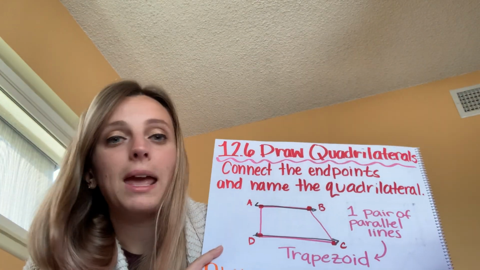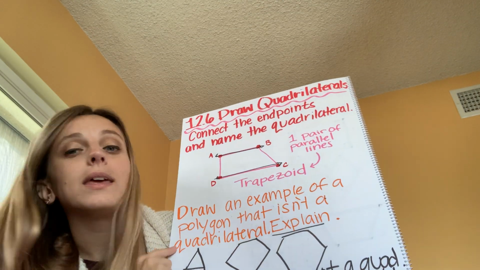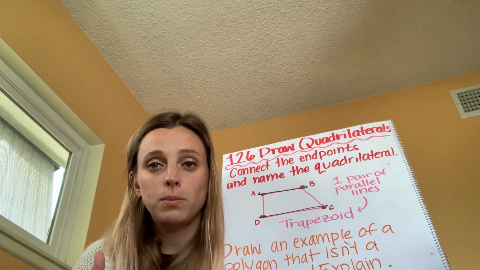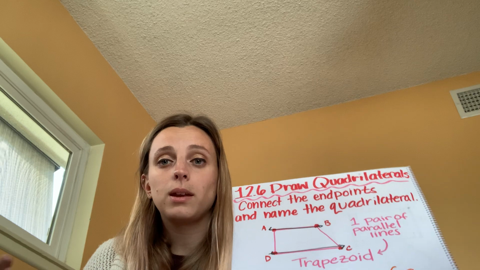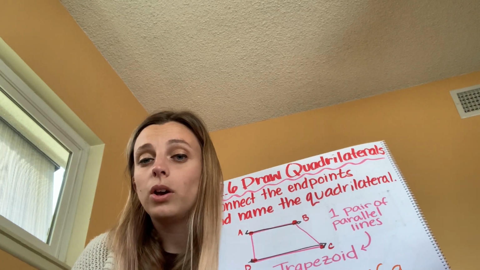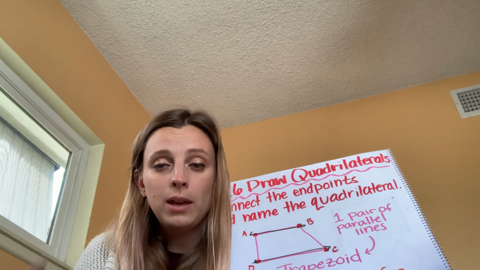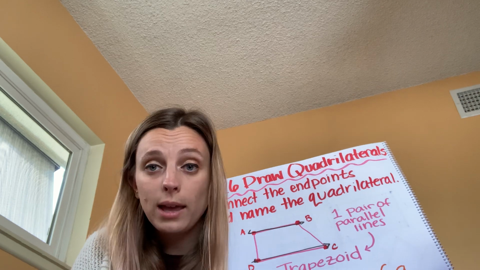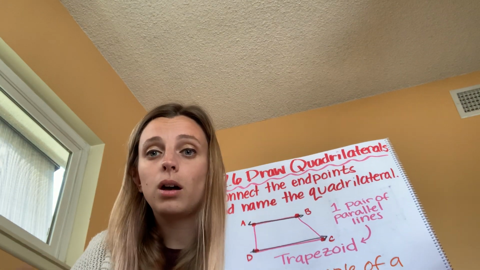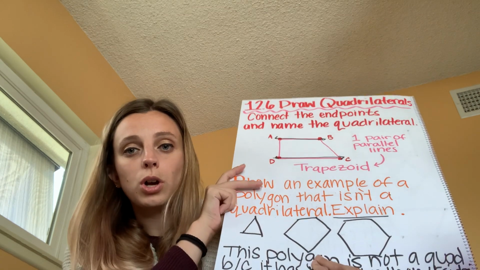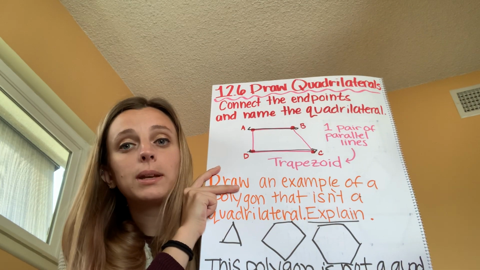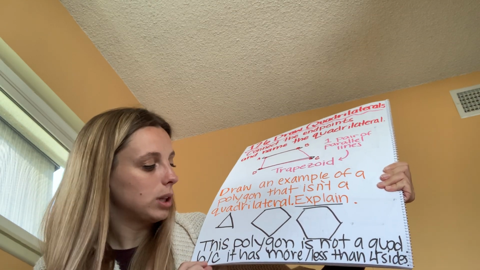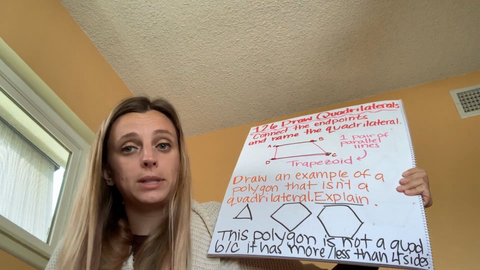Another type of question that they might ask you is to draw an example of a polygon that is not a quadrilateral and to explain your thinking. If we think back to our lesson on polygons, we remember that polygons are named by the number of sides. A quadrilateral is called a quadrilateral because it has 4 sides. But we could draw many types of polygons that have less or more than 4 sides. We could draw a triangle, a pentagon, a hexagon, an octagon. There are so many different shapes you could draw here. But no matter what you draw, your explanation is going to be pretty similar. You're going to say that this polygon is not a quadrilateral because it has more or less than 4 sides.